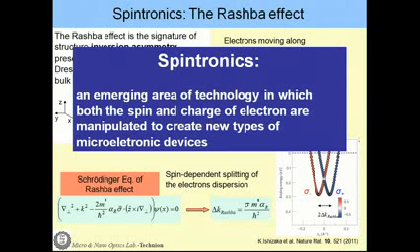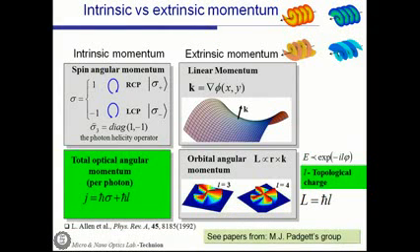of microelectronic devices. In optics, we define intrinsic and extrinsic momentum. Intrinsic momentum is the spin angular momentum, spin up associated with right circularly polarized light, and spin down with the left one. Extrinsic momentum is a linear momentum or orbital angular momentum associated with a spiral phase, where the orbital angular momentum per photon normalized by h bar is equal to the topological charge.